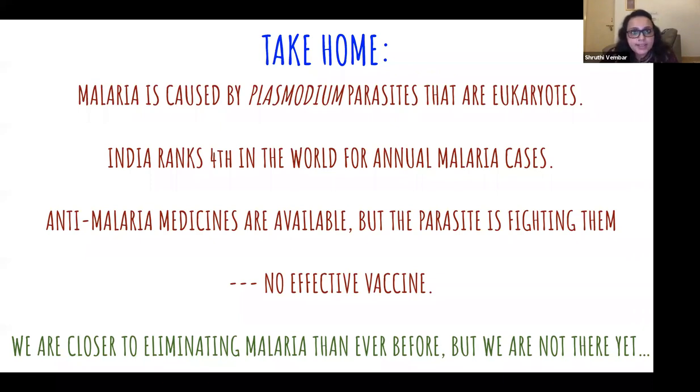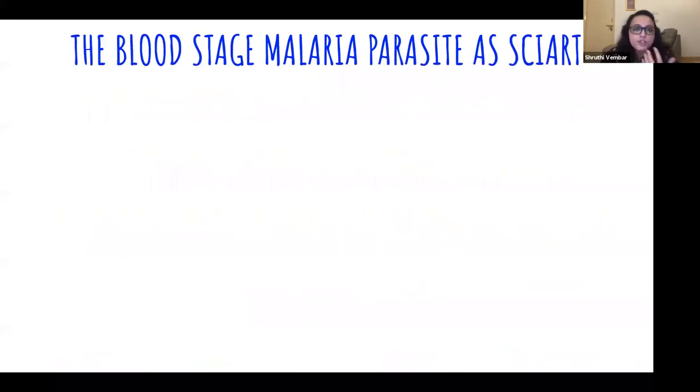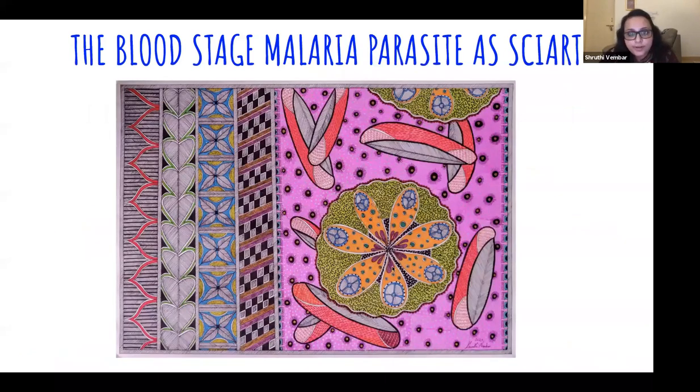Another thing is I also love art, so I just wanted to show this. I find the malaria parasite beautiful, so I wanted to use art to show it. This is the blood stage malaria parasite, shown as an artistic representation. If any of you is interested in art, science and art can go together. There is absolutely no need that you only have to follow science or only follow art. You can do both and you can be very happy doing both.